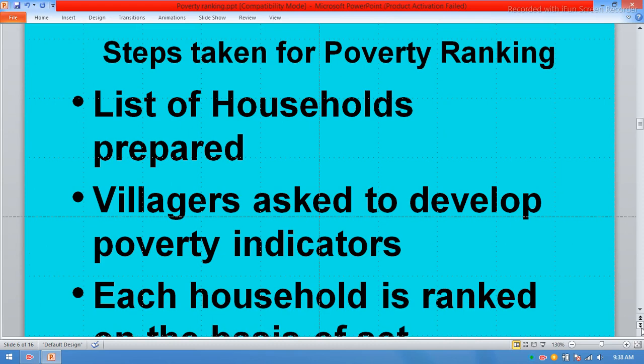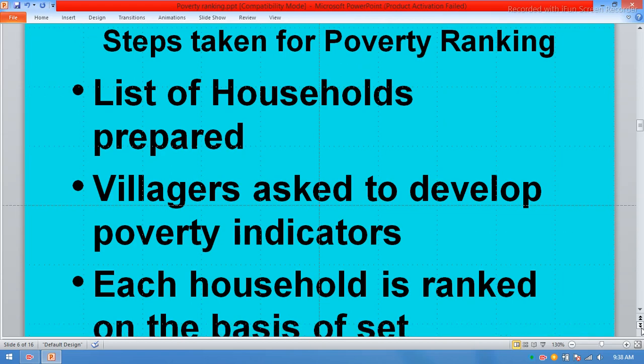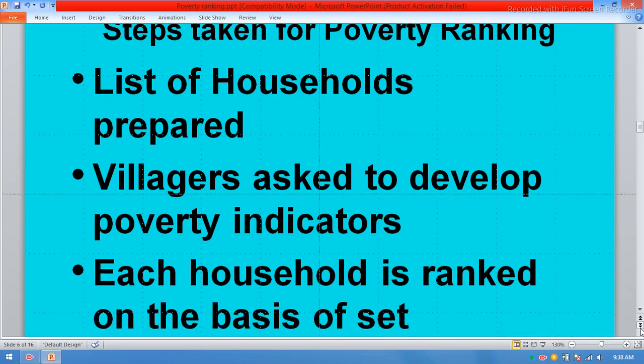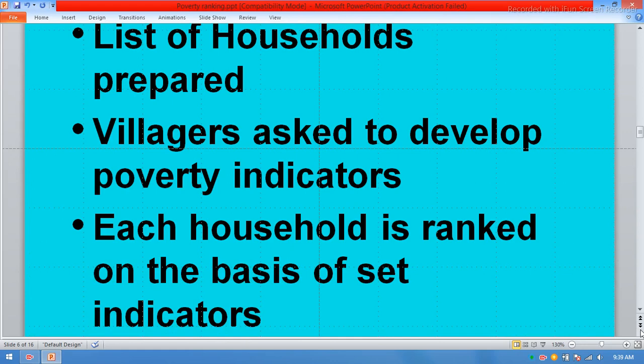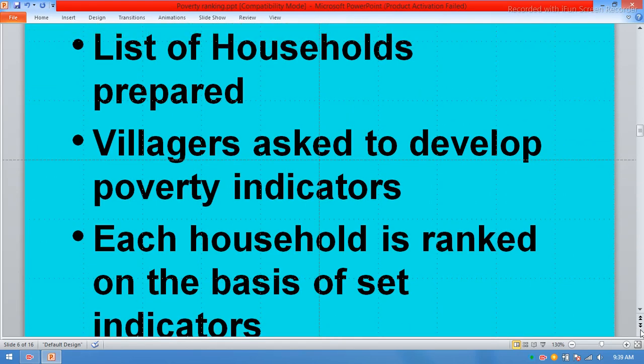Steps taken for poverty ranking: list of household prepared. Villagers asked to develop poverty indicators. Each household is ranked on the basis of set indicators.